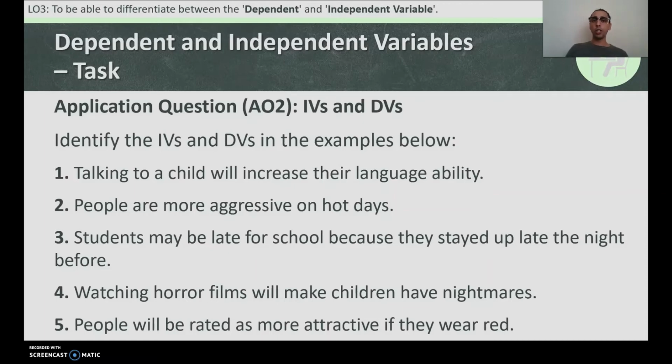Number 4, watching horror films will make children have nightmares. And number 5, people will be rated as more attractive if they wear red. Right, pause the video, give yourself 5 minutes. There's a timer there. If you've got the PowerPoint open, click the timer. Give yourself 5 minutes, try and answer those 5 questions.